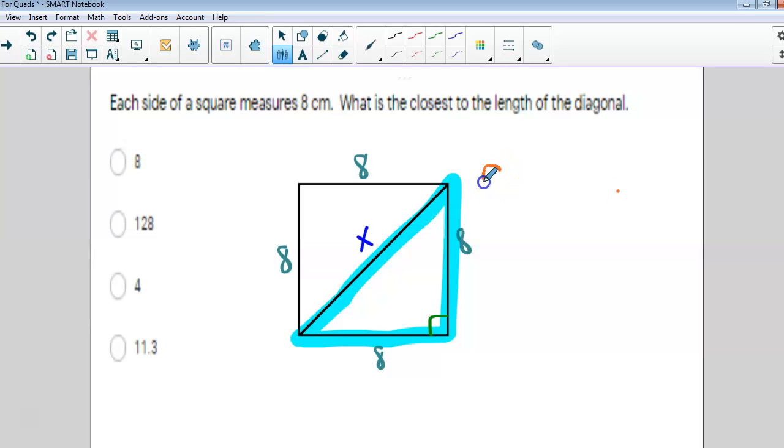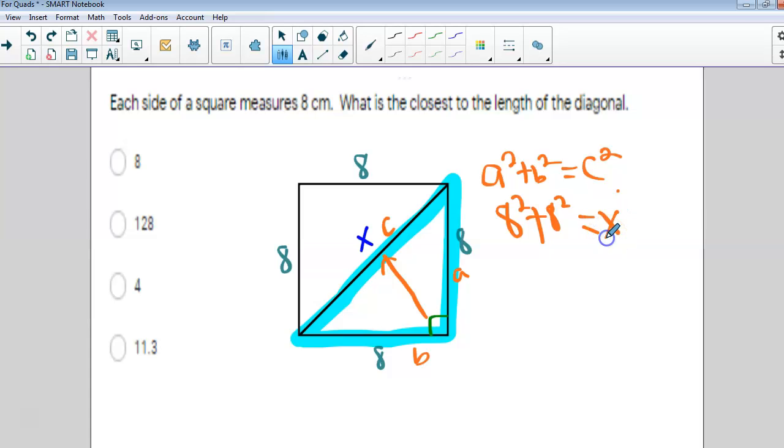Anytime you see a right triangle and we need to solve for a missing side, our mind should go to the Pythagorean theorem, which is a squared plus b squared equals c squared. Our legs are always the sides of the square slash the triangle, and our c, or hypotenuse, is always the diagonal. So this is c, and we can label these a and b. So I'm going to end up with 8 squared plus 8 squared equals x squared.